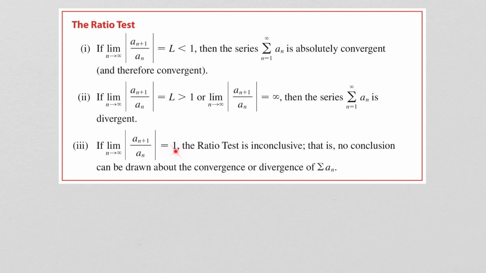And if this limit is equal to 1, the ratio test is inconclusive. And that means that there is no conclusion that can be drawn about the convergence or divergence of the series, and therefore you would need to use a different test. Let's take a look at a couple of examples.